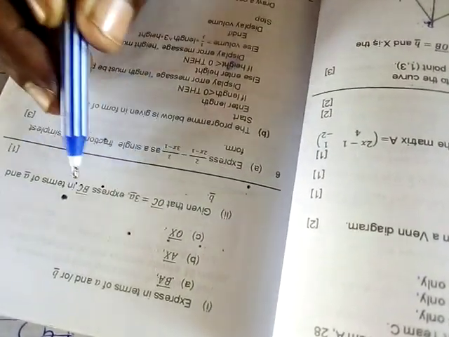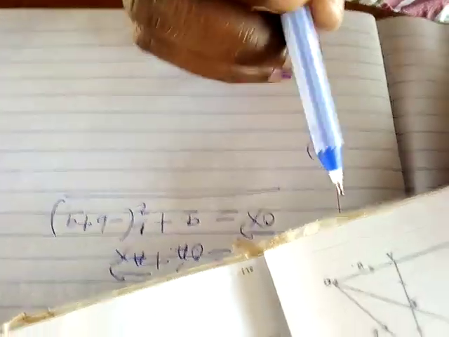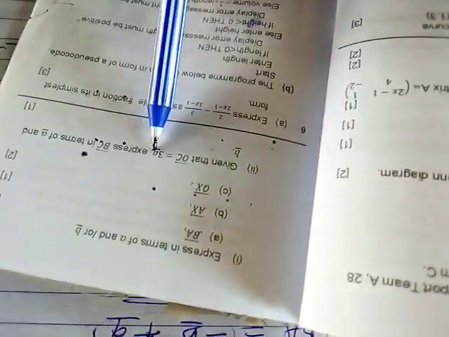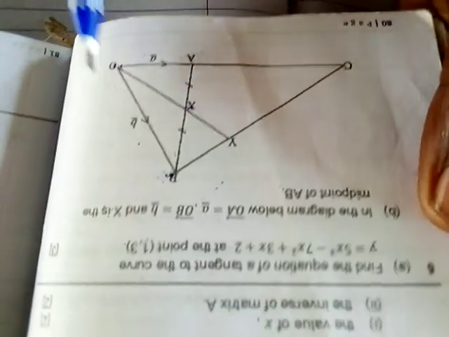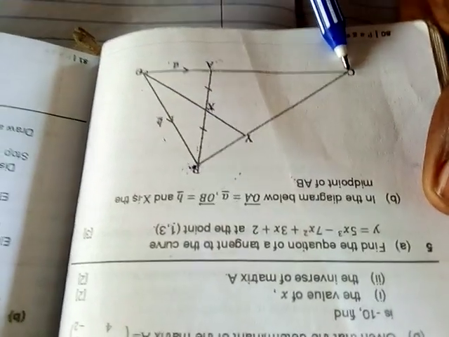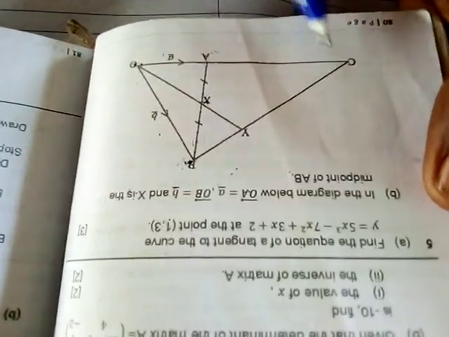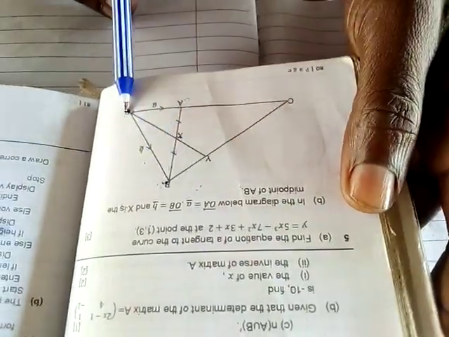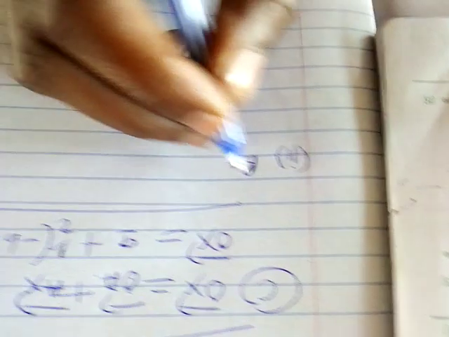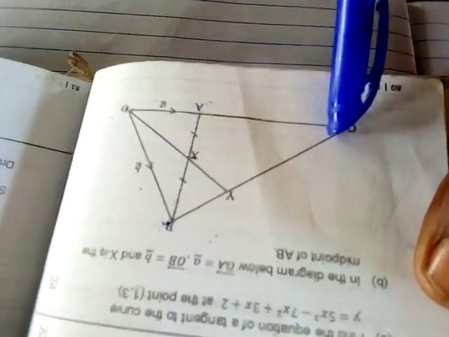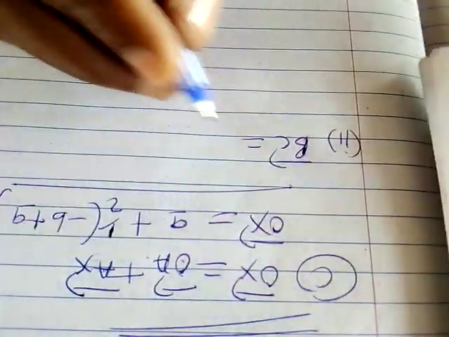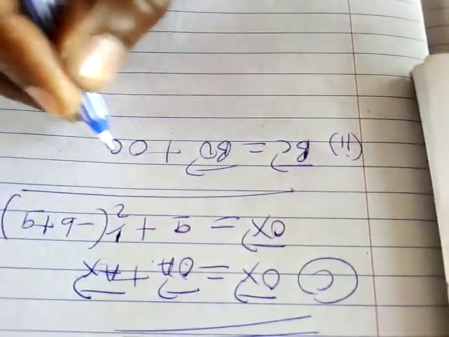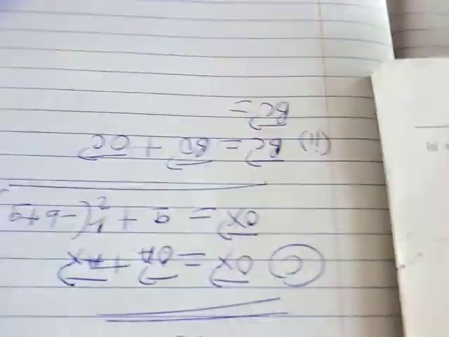Given that OC is equal to 3A, express BC in terms of A and B. Okay, so we are told to find BC. This is B, this is C. So how do we find BC? To find BC, we move BO plus OC. So BC is equal to BO plus OC.